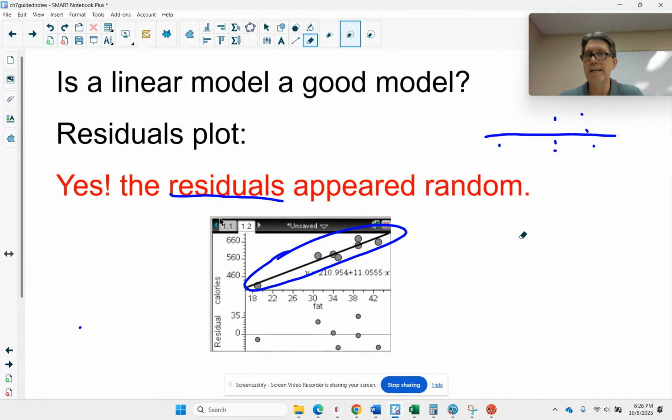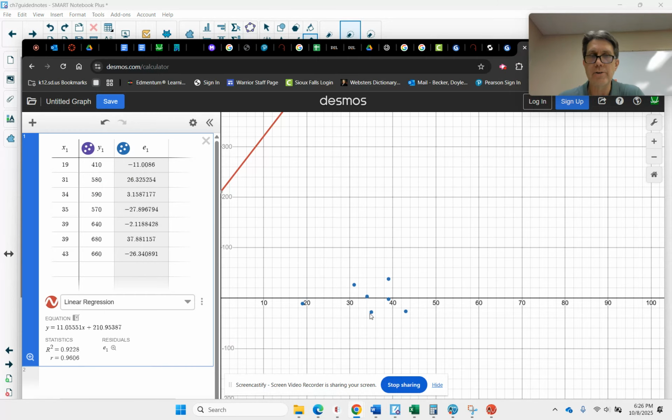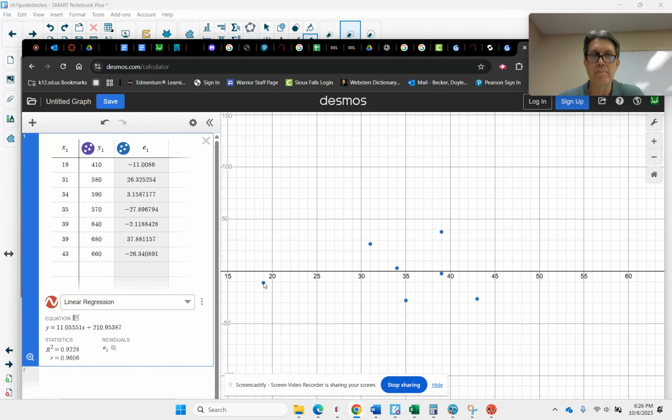And then you should make a sketch on your test if I ask that question. Over here, you can get the same thing. You can zoom in a little bit. Yep, we got that outlier, but it's randomly patterned above and below the line for the residuals on Desmos, so that is a good model.